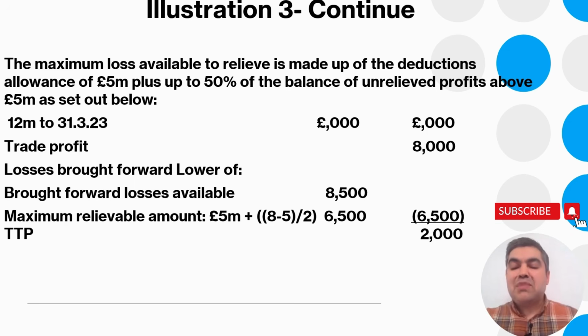So 50% of the 3 million left of the total taxable profit. Take 50% of this, or you can divide by 2. So another 1.5 million. So total losses that can be used are 5 million plus 1.5 million, 6.5 million. In this case, we will have total taxable profit of 2 million. So the company still has 2 million worth of losses that can be carried forward and set against future profitability.